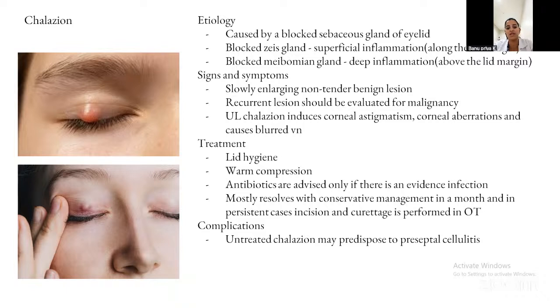The treatment would be lid hygiene again, warm compression. Antibiotics are advised only if there is evidence of infection. Mostly it resolves with conservative management, the above management, in a month. In persistent cases, incision and curettage is possible. Complications would be that untreated lesions may predispose to preseptal cellulitis.